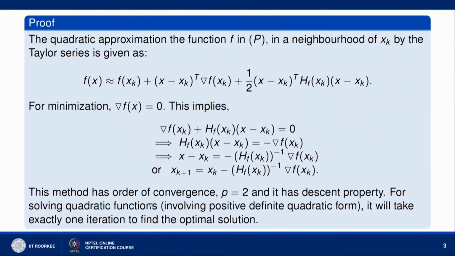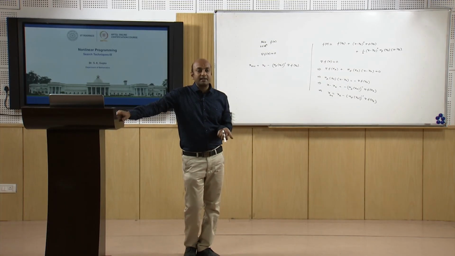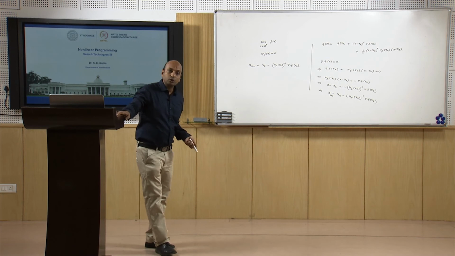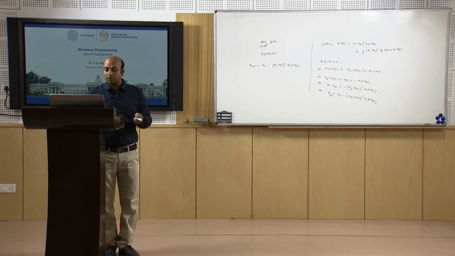For solving quadratic functions involving a positive definite quadratic form, that is, the Hessian matrix is positive definite, it will take exactly one iteration to find the optimal solution. That is the beauty of this method: if we have a quadratic programming problem where the Hessian matrix is positive definite, then it will take only one iteration to find the optimal solution.